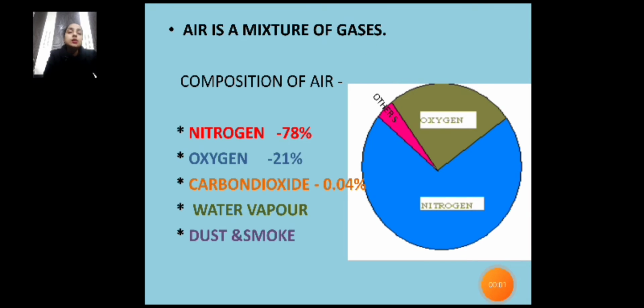Now let's discuss that air is a mixture. Air is a mixture of gases. And what is the composition of air? Until the 18th century, it was believed that air is one substance. Later on, various experiments concluded that it is a mixture of gases. Air is made up of 78% nitrogen, 21% oxygen, 0.04% carbon dioxide, water vapor, dust, smoke, and the rest are the inert gases which are present in the air.